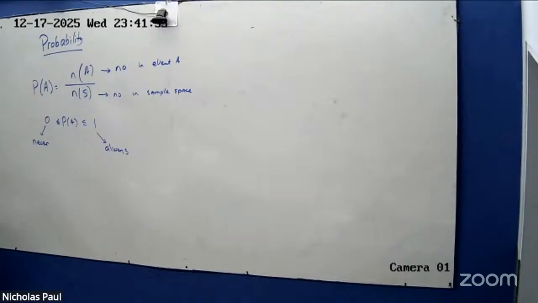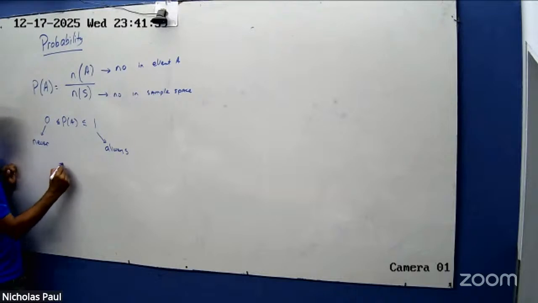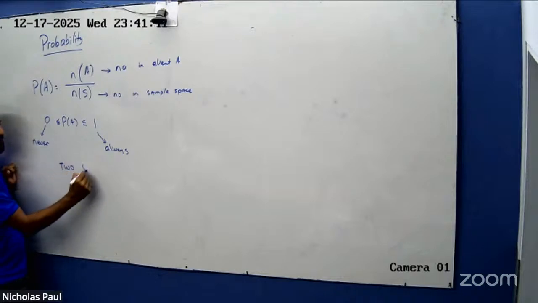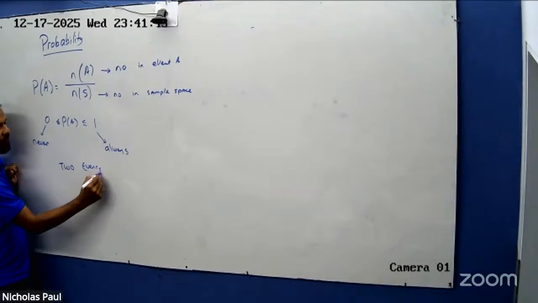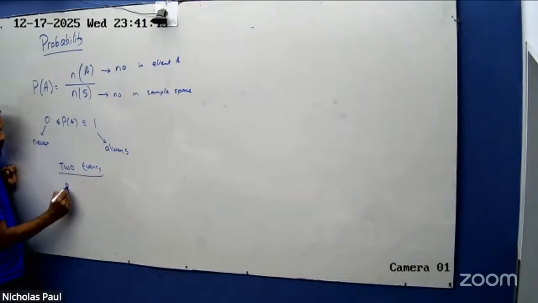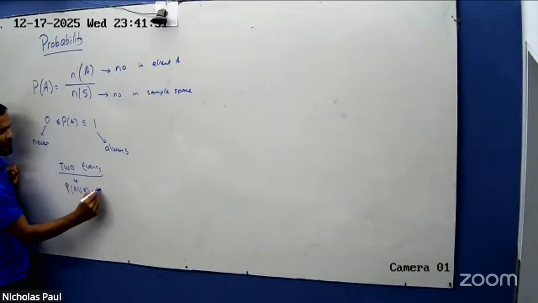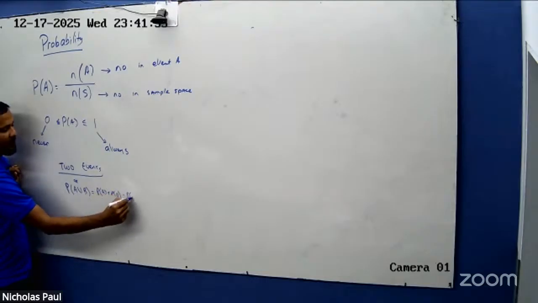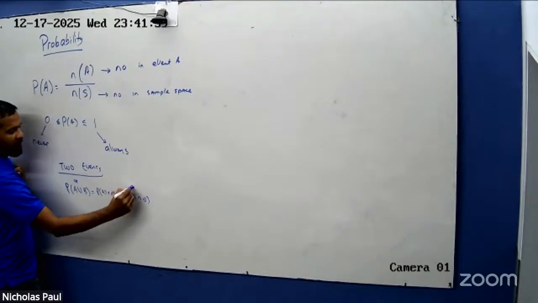Alright, everybody watch here. So this is probability. Now if we have 2 events, I'm just reminding you: the probability of A or B happening is equal to the probability of A plus the probability of B minus the probability of A and B. This symbol is AND.